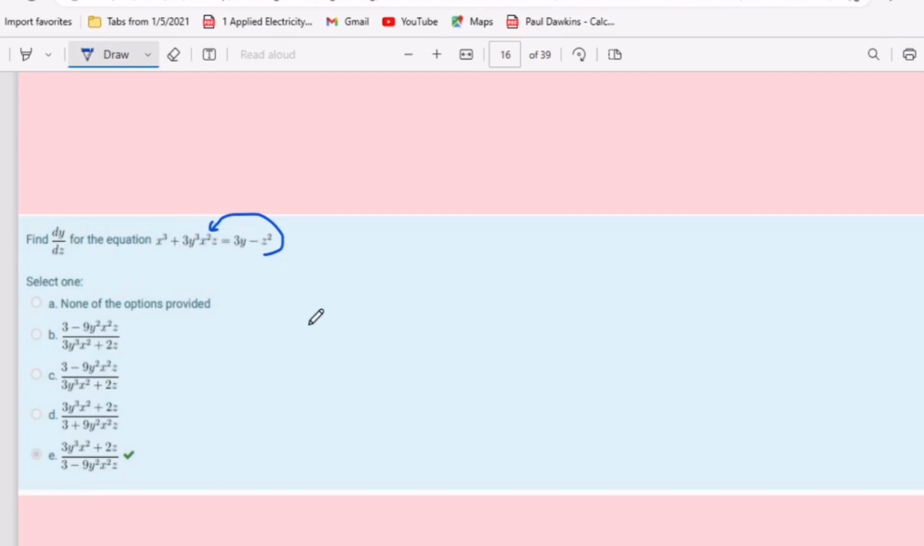Then what you do now is that there's a formula that says that for you to find this one, dy over dz will be equal to negative the function, that is the diagonal one, which is z, over the function, that is the partial derivative of what? Y. Let's go to the solution for you to understand better.